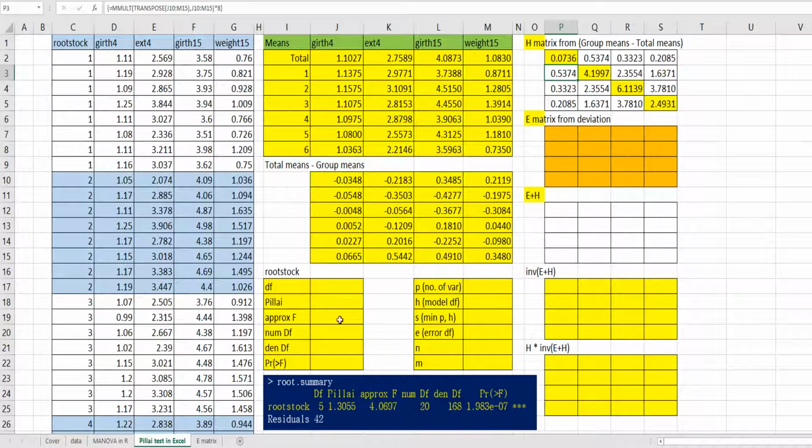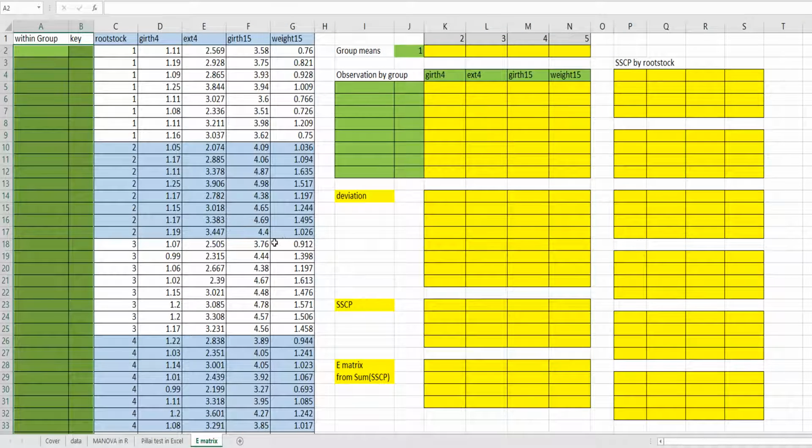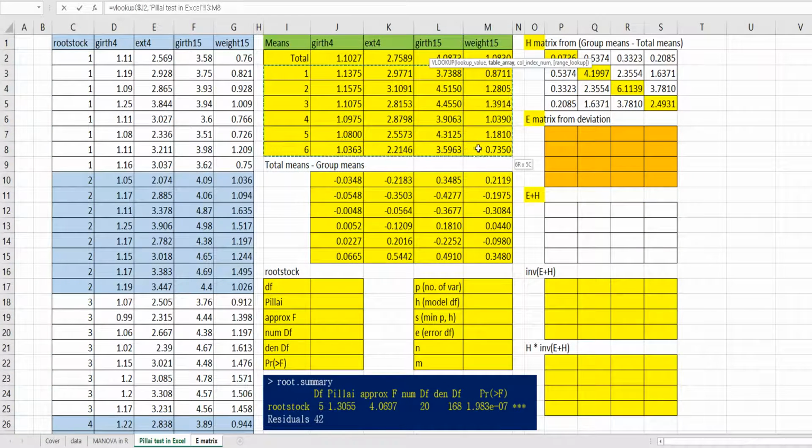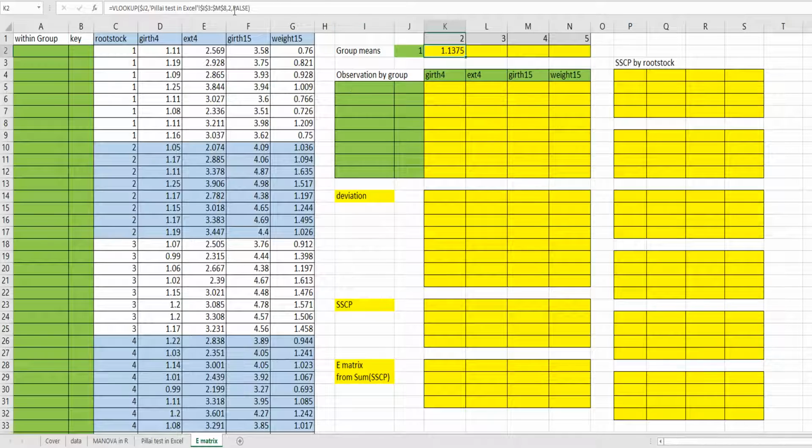Let's calculate the E matrix. So I have prepared separate spreadsheets. Right, then for group means we look up, fixed column, comma, and table array from this one, and press F4, comma. We need to start from the second column here, 2, comma, FALSE. So instead of using a fixed one, we can use this one to change it.